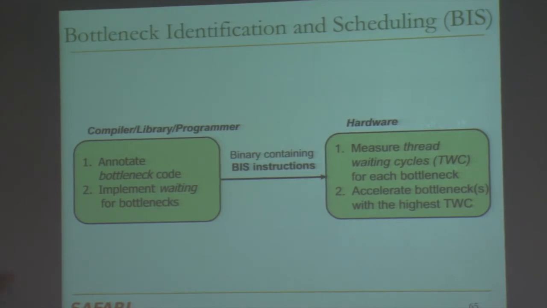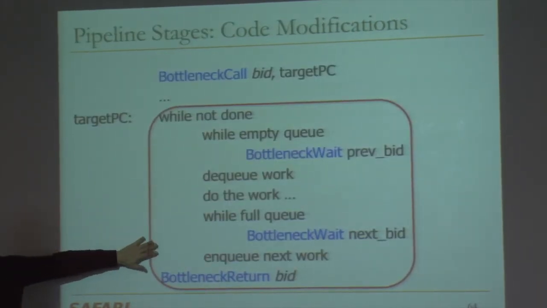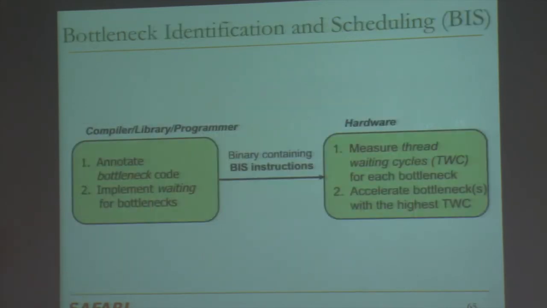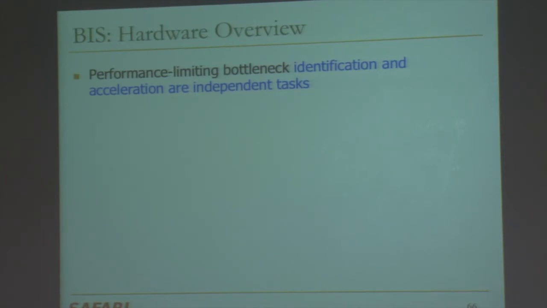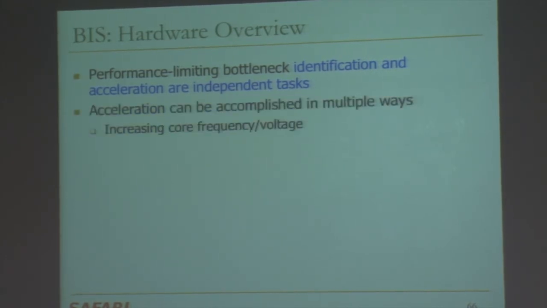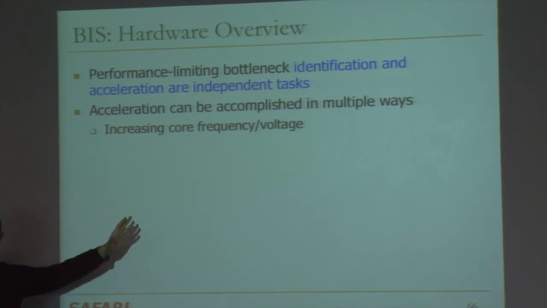OK, so now that we've annotated these bottlenecks, how does the hardware work? How does the hardware keep track of how much waiting each bottleneck causes? And how does it accelerate applications, accelerate these bottlenecks? Let's take a look at that. The overview, first of all: identification and acceleration of the bottlenecks are independent tasks. I've given you some mechanisms for identification. Acceleration could be done in many, many ways. You can increase core frequency and voltage, for example, right? That's another way of using asymmetry, except you don't change the architecture that much.